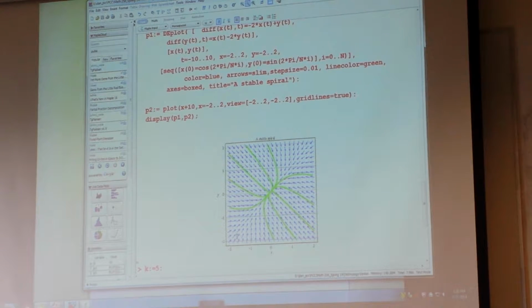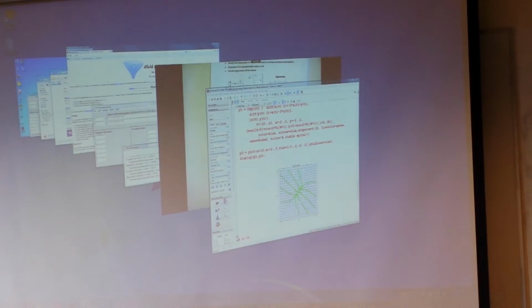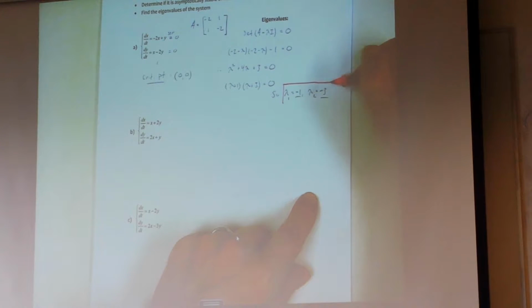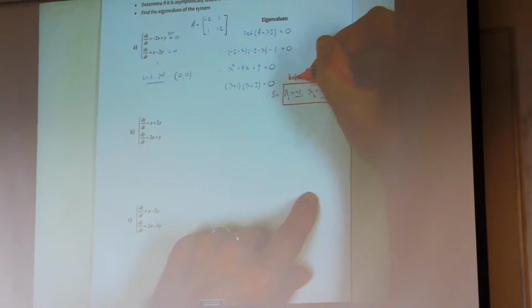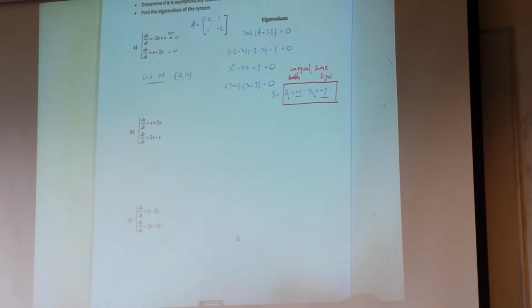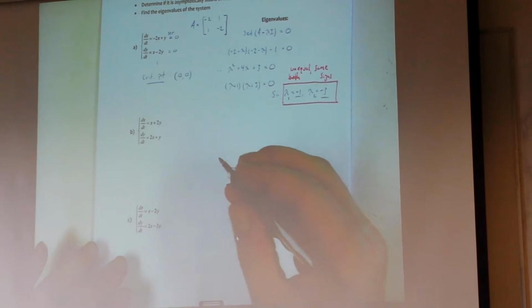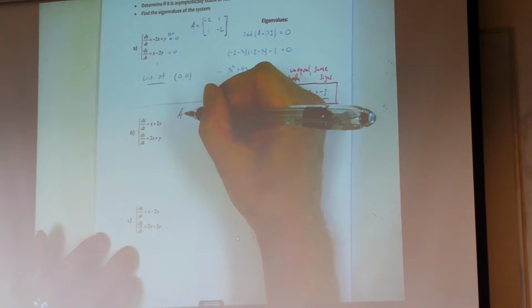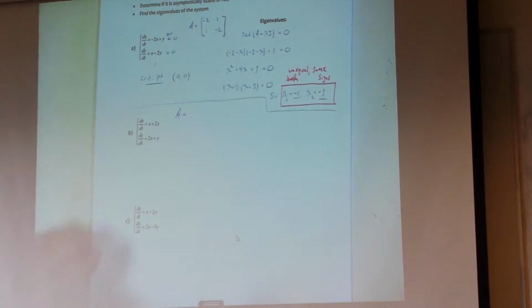Okay? All right, let's work on B together. The matrix of this system in B is 1, 2, 2, 1.